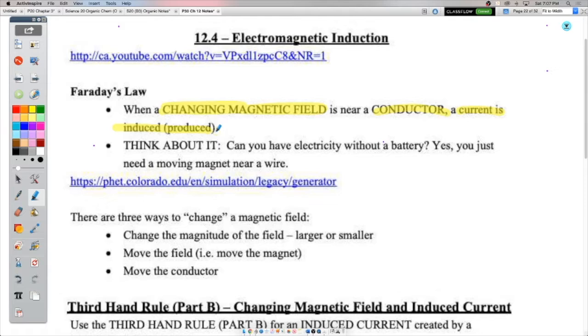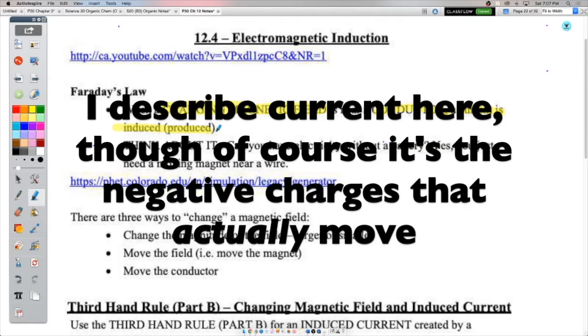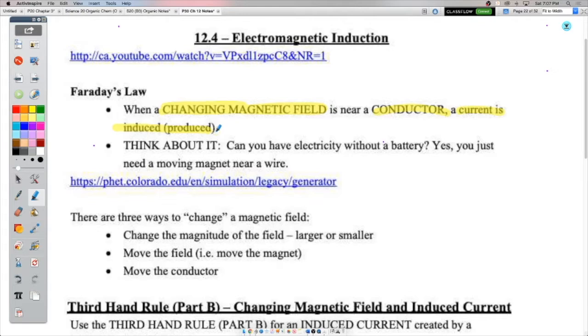And so is this really that weird? Think about it. One of the main ways that we get electricity is with a battery. That is because charges want to leave the positive terminal and travel to the negative terminal. That's essentially what's going on in a battery: you put a bunch of charges that don't want to be near each other and allow them to move through a conductor.